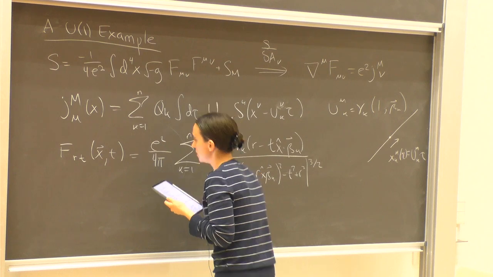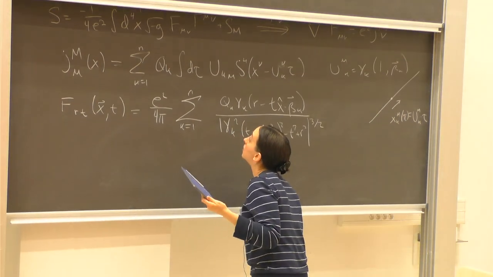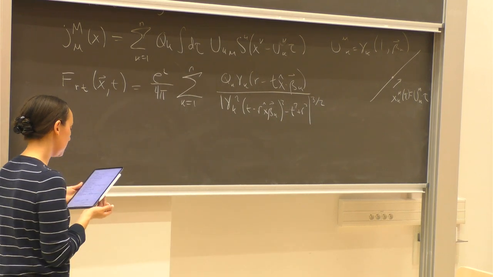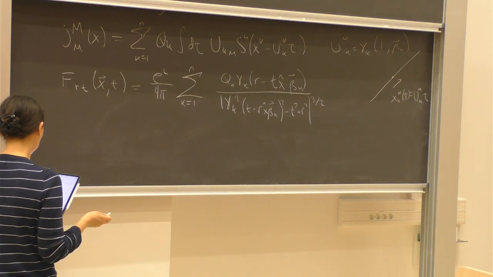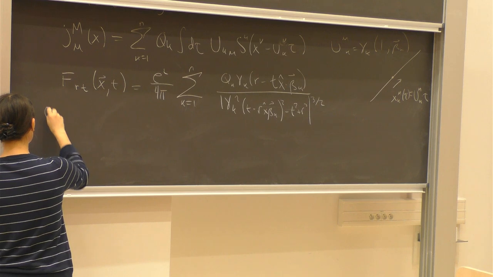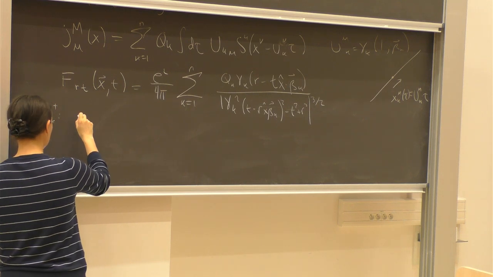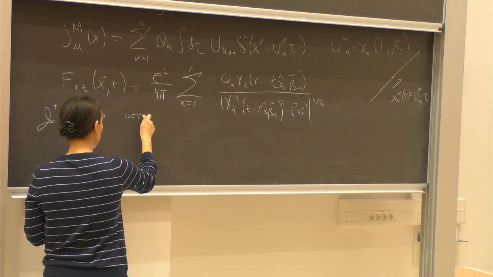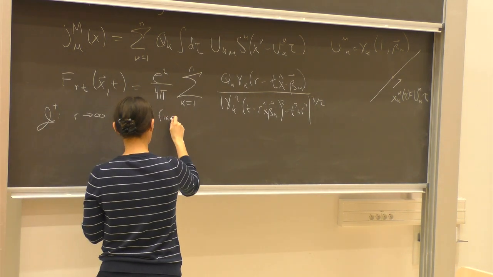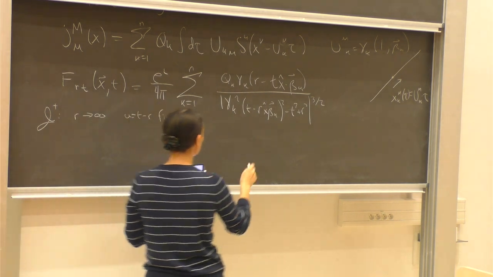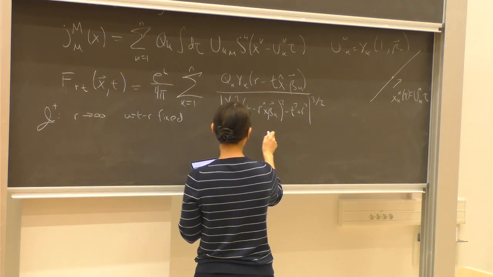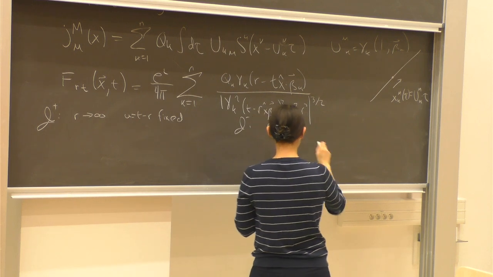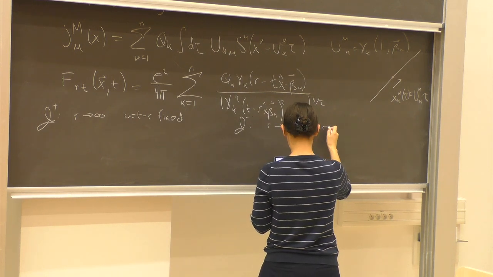So now all I want to do is basically take this and take r large, holding the appropriate quantities fixed. So to go to scri plus, I would want to take r to infinity, holding u equals t minus r fixed. Whereas to go to scri minus, I want to take r to infinity, holding v equals t plus r fixed.